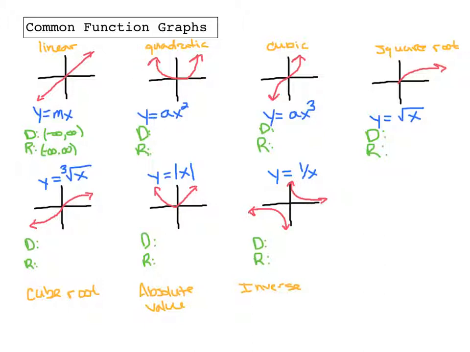So the domain is possible x values, how far to the left and how far to the right. Now in this case, it goes to the left all the way to negative infinity, and then to the right all the way to positive infinity. The range is how far down it goes. Oh, it looks like it turns right at 0. And then goes all the way up to positive infinity.